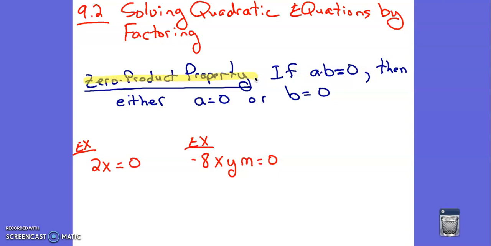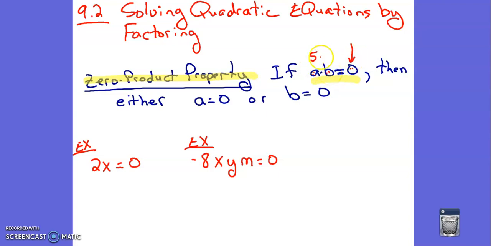Well, the zero product property says if A times B equals 0, then what do you know about A and B? Well, one of them or both of them have to be 0. I mean, they have to be. If A is 5 and this is 2, 5 times 2 doesn't equal 0. And 3 times 9 doesn't equal 0. To equal 0, one of these has to be 0.